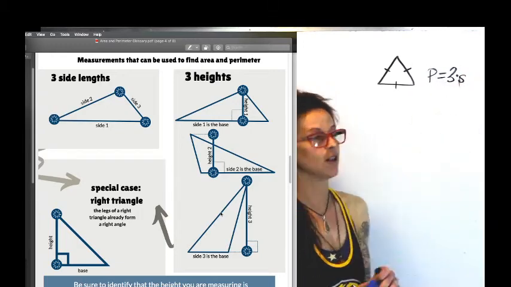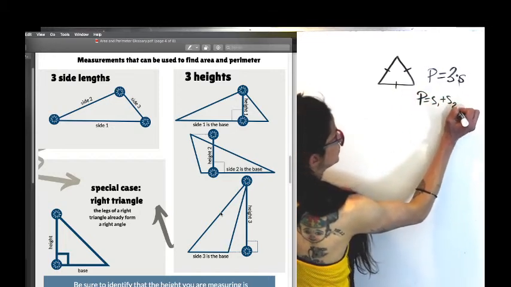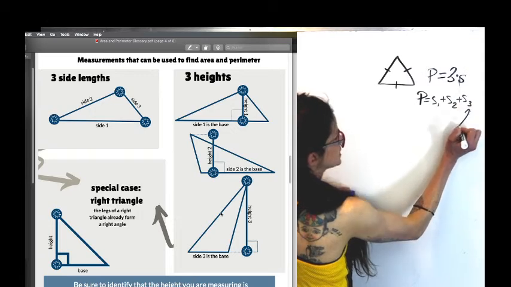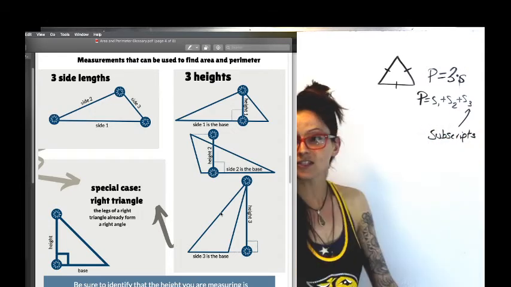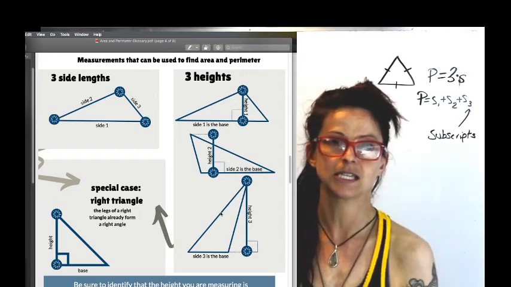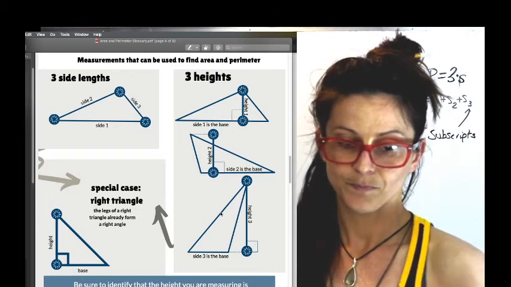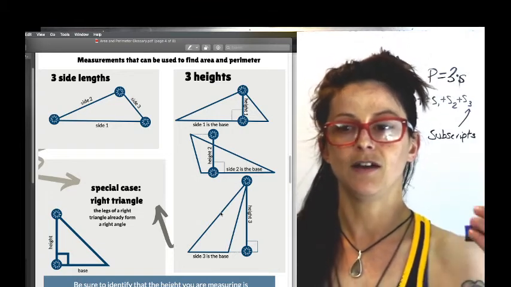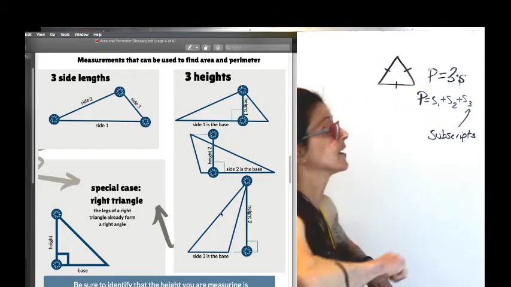You'll have to add them all up, so you'd have to do side 1 plus side 2 plus side 3. Notice these subscripts. These are helpful for mathematicians to keep organized when they have multiple measurements of the same name. So we have 3 side lengths of our triangle here.